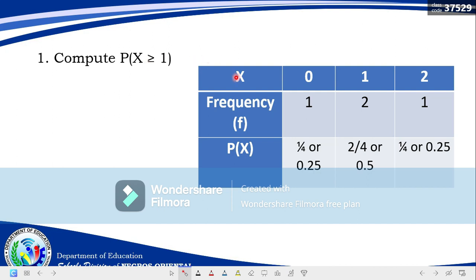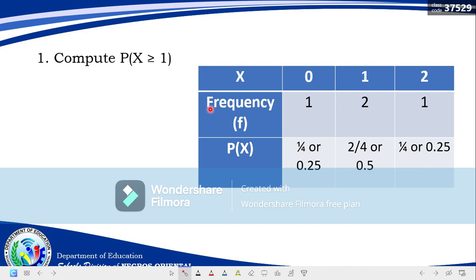So we have here the table. You have here x, frequency f, and then P of x. The x values are 0, 1, 2, and the frequency is 1, 2, 1. And this is our P of x, or probability. We have 1/4 or 0.25. Remember, we got this table based on the experiment of tossing a coin twice. Having one head, we got two possible outcomes, so you have 2/4 or 0.5. And having two heads, we got one possible outcome, so you have 1/4 or 0.25.